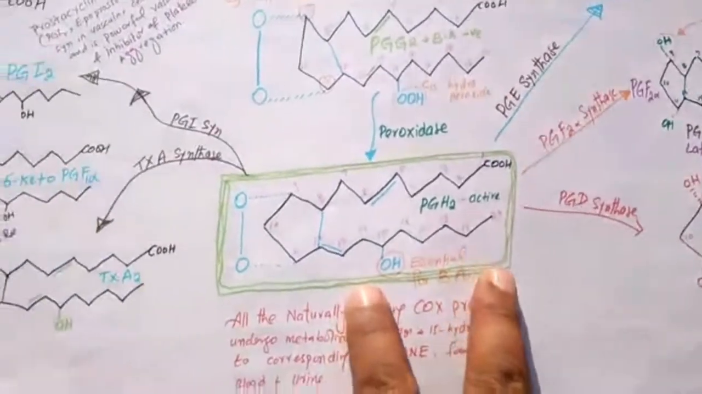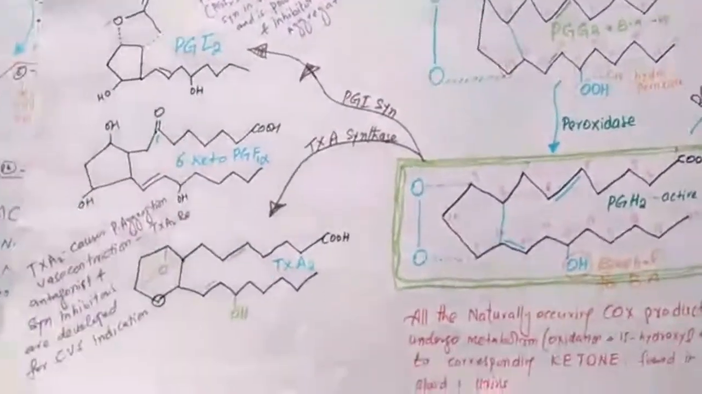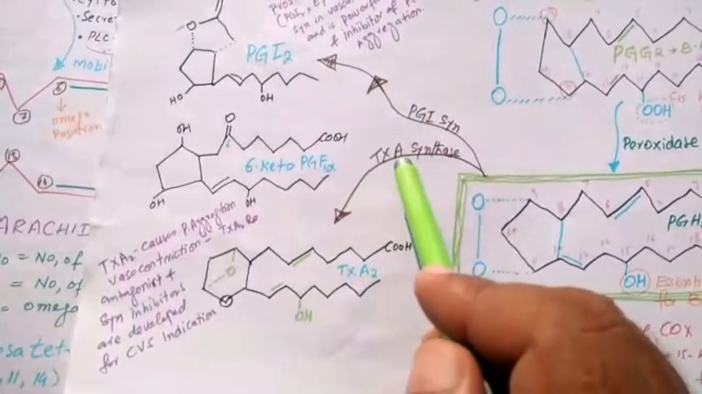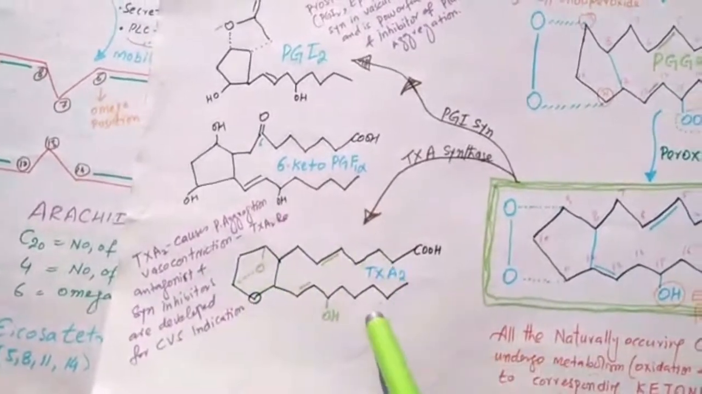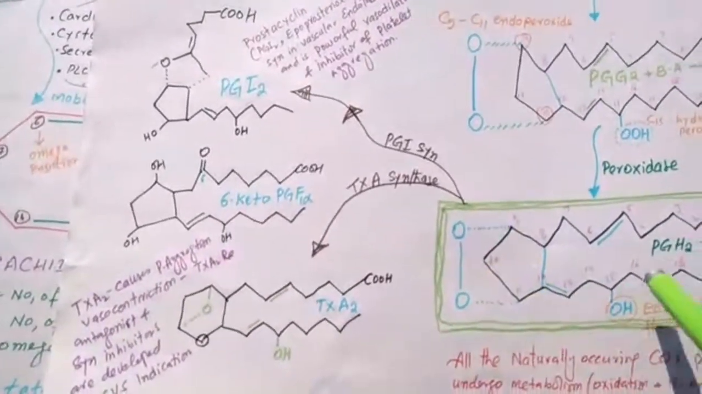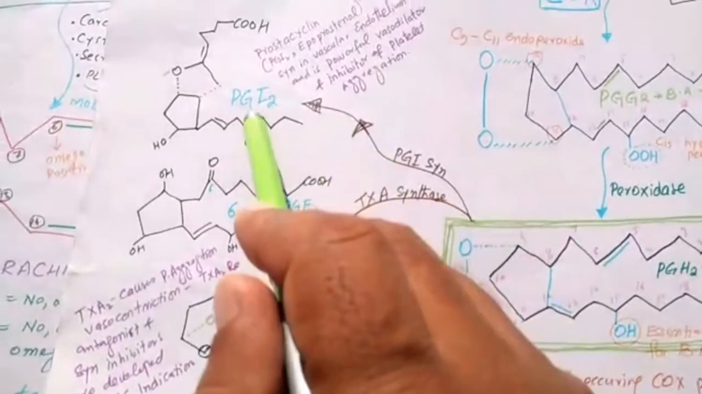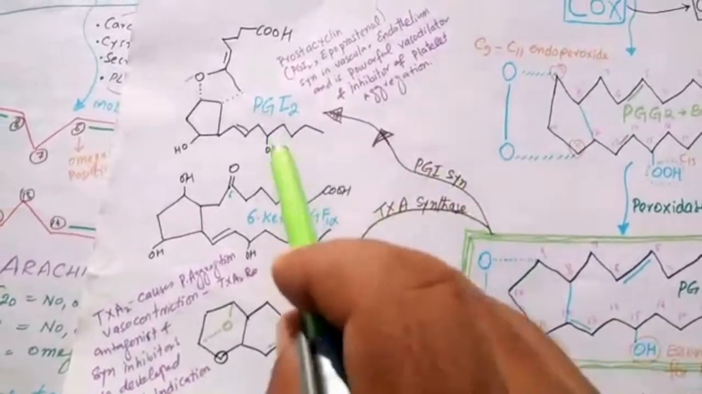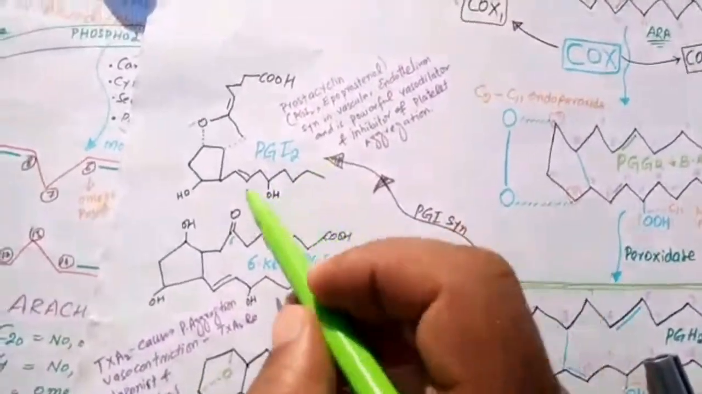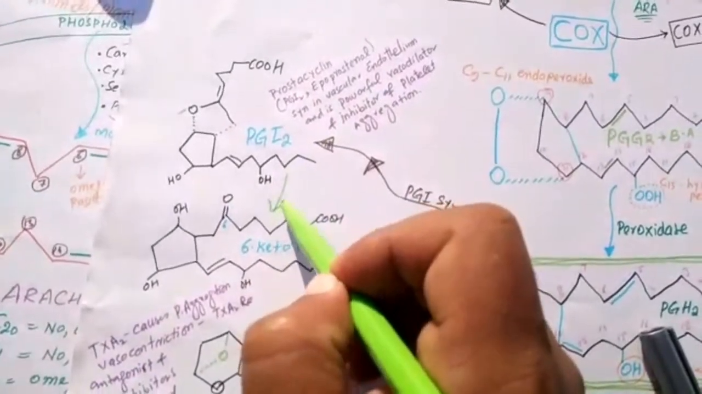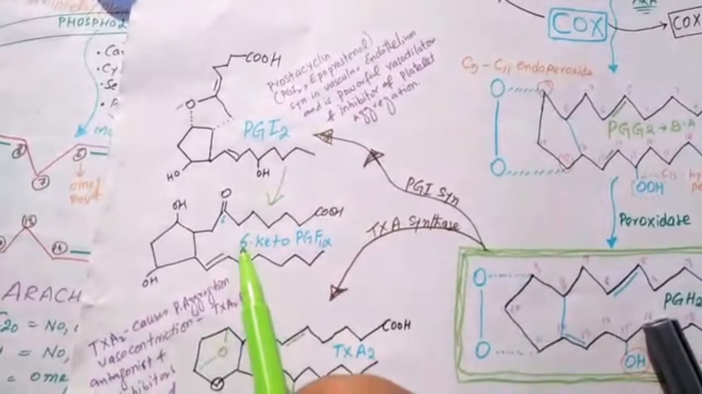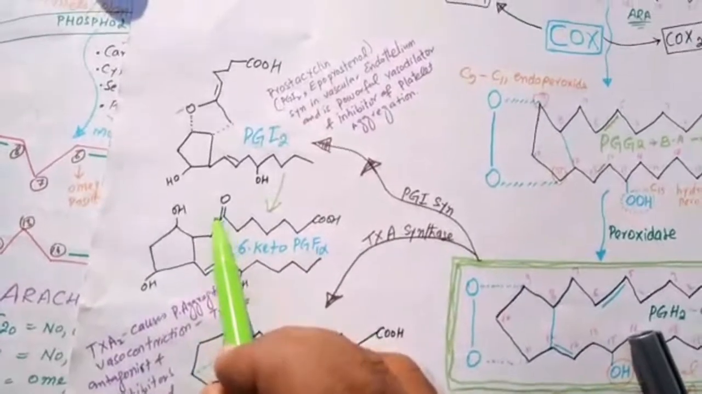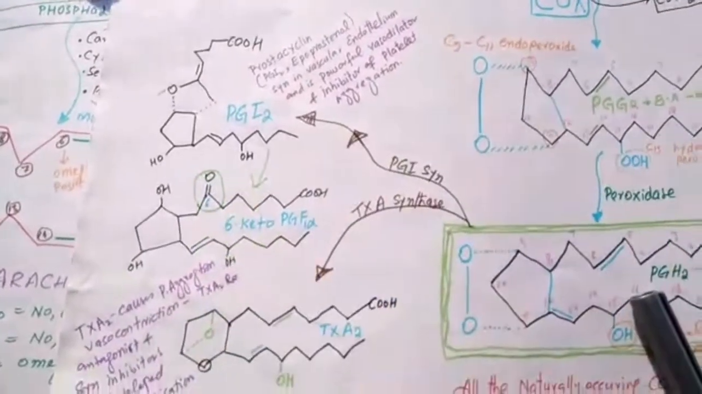In addition to these, the prostaglandin H2 is also converted into thromboxane A2 with the help of thromboxane A synthase enzyme. This is the structure of thromboxane A2. This prostaglandin H2 is also converted into prostaglandin I2 with the help of prostaglandin I synthase enzyme, and then this prostaglandin I2 is converted into 6-keto prostaglandin F1 alpha. At position number 6 there is a keto form.